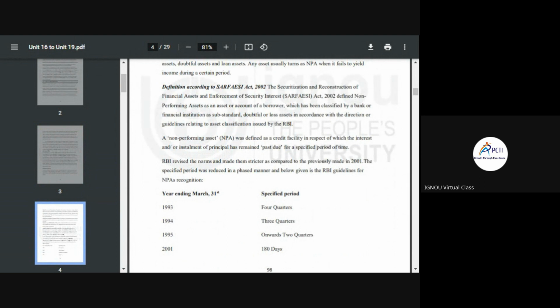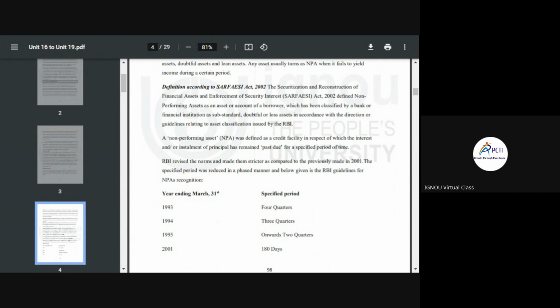The SARFAESI Act is the Securitisation and Reconstruction of Financial Assets and Enforcement of Security Interest Act, 2002. It defined a non-performing asset as an asset or account of a borrower which has been classified by a bank or financial institution as a substandard, doubtful, or loss asset in accordance with the directions or guidelines relating to asset classification issued by the RBI.